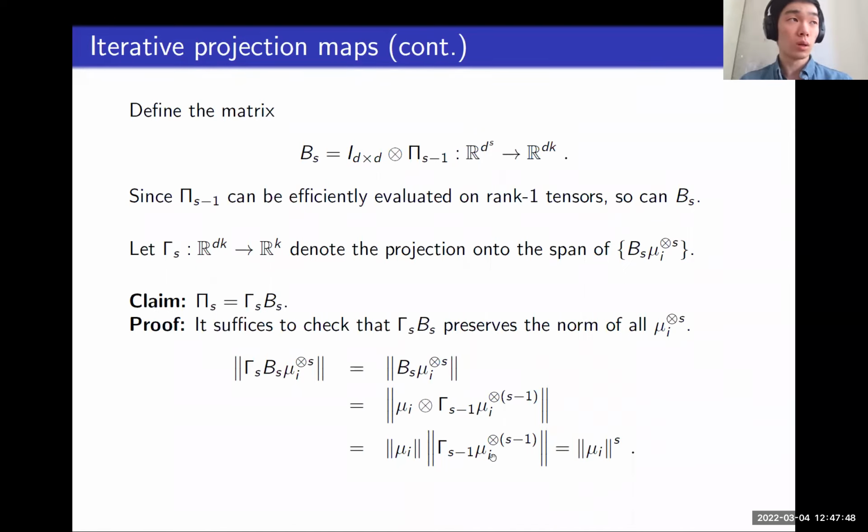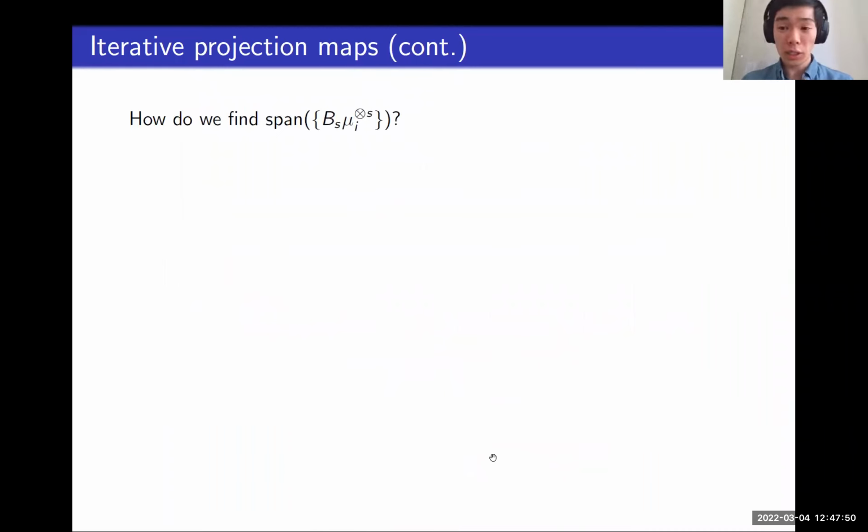So now the question is, how do we compute, so we've projected onto dk dimensions, and now we just want to compute the span of these bs times mu I to the s terms. And how we'll do that is very similar to a procedure that I mentioned previously about constructing this rank k matrix and just taking the top k PCA.